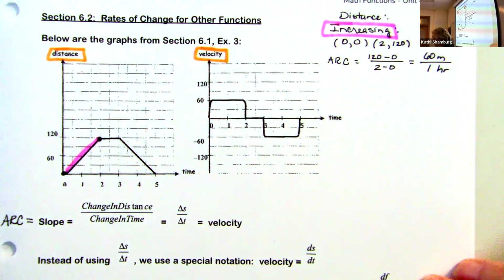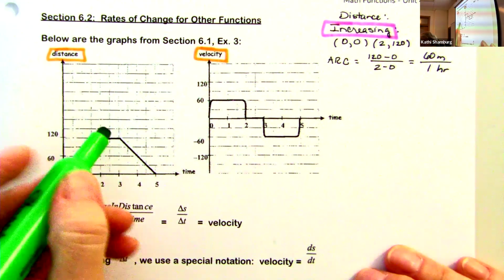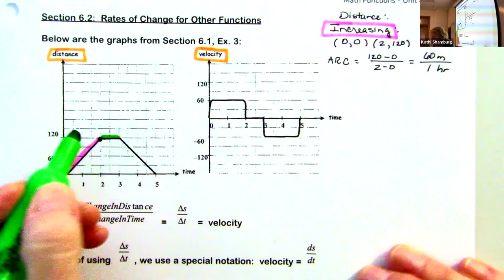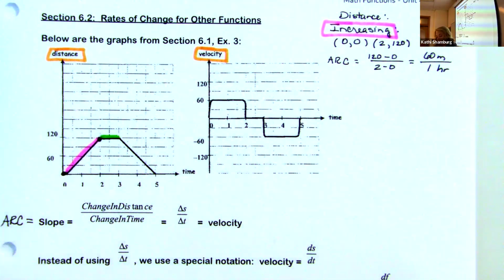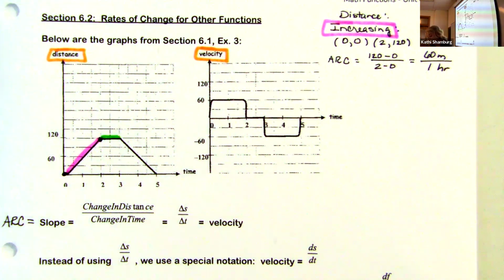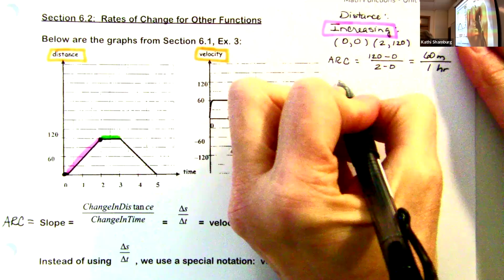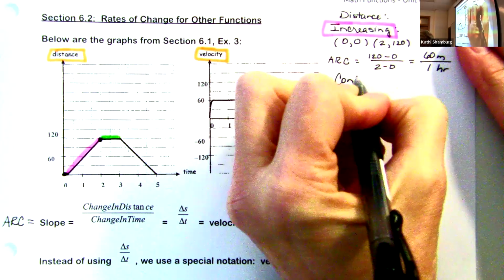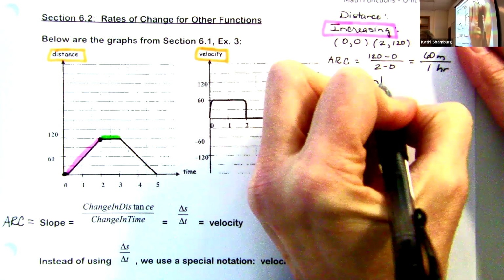Okay. All right, what's going on in this section of the graph? It's constant, right? Okay, so let's take a look at when it is constant.